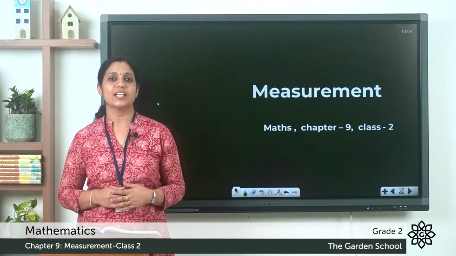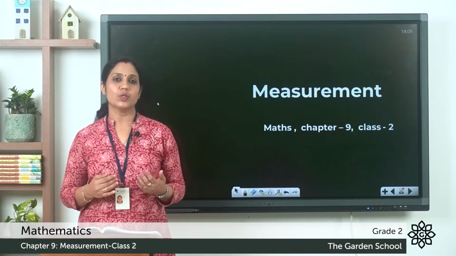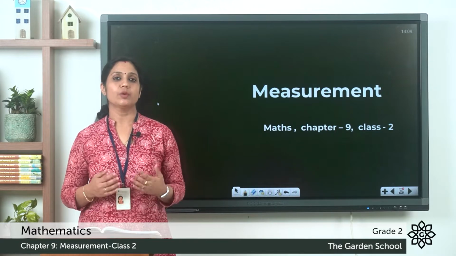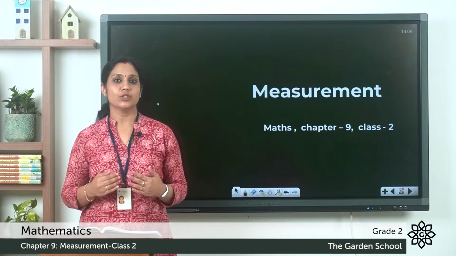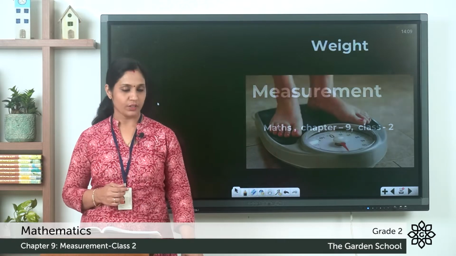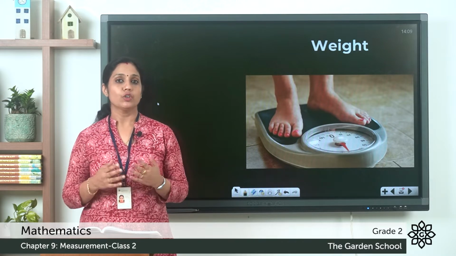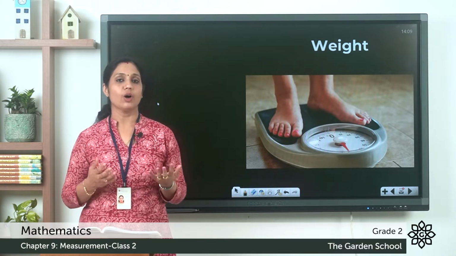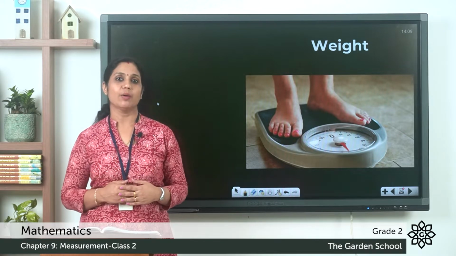Today in Maths, let's continue with our chapter measurement. In our previous class, we learnt about length and we learnt about meter, centimeter and millimeter. So now let's learn today about weight. So what is weight? When an object is given, to find out whether it is lighter or heavier, we need to know the weight. So let's learn about weight today.